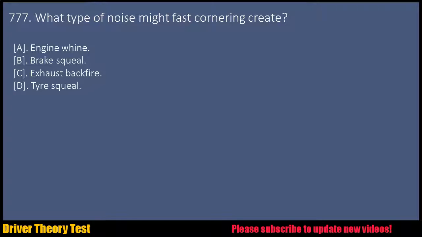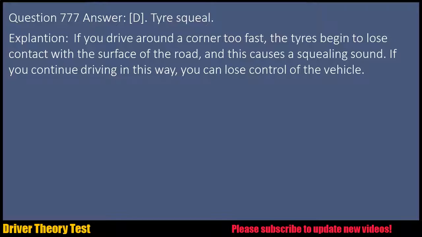Question 777. What type of noise might fast cornering create? A. Engine whine. B. Brake squeal. C. Exhaust backfire. D. Tire squeal. Question 777. Answer: D. Tire squeal.